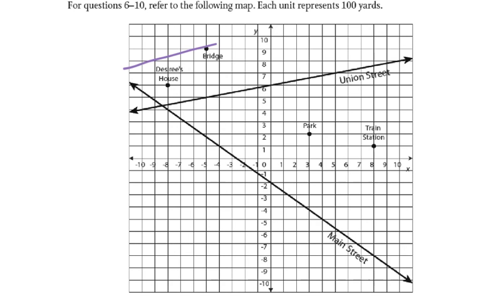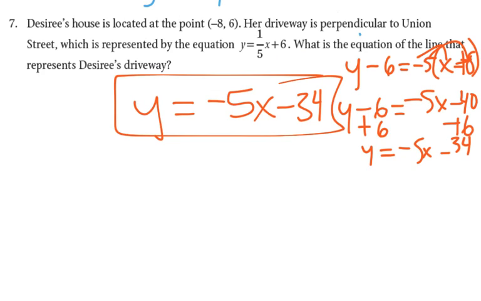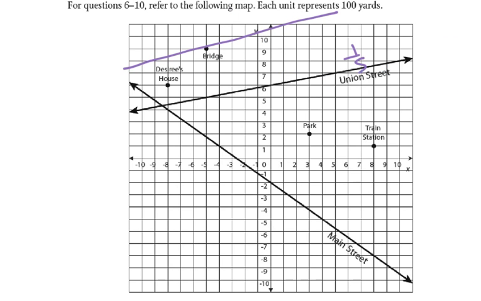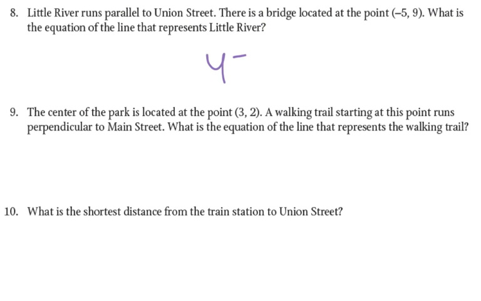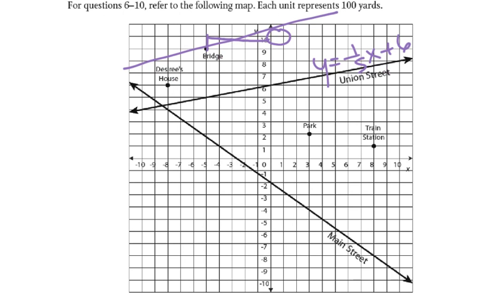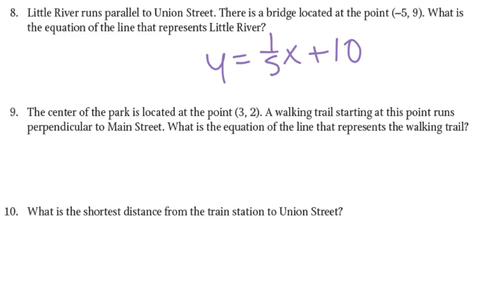So Little River is going to go right through there. Union Street, we know, is y equals 1/5 x plus 6. The same slope would be 1 up to the right, 1, 2, 3, 4, 5. So it's going to be y equals 1/5 x plus 10. It's going to give us that same slope for the parallel line.